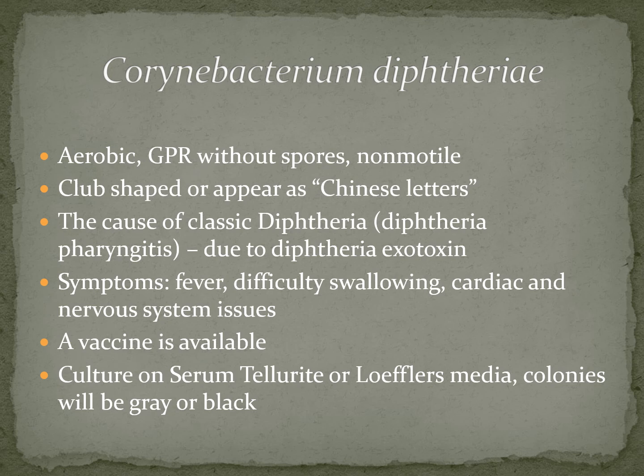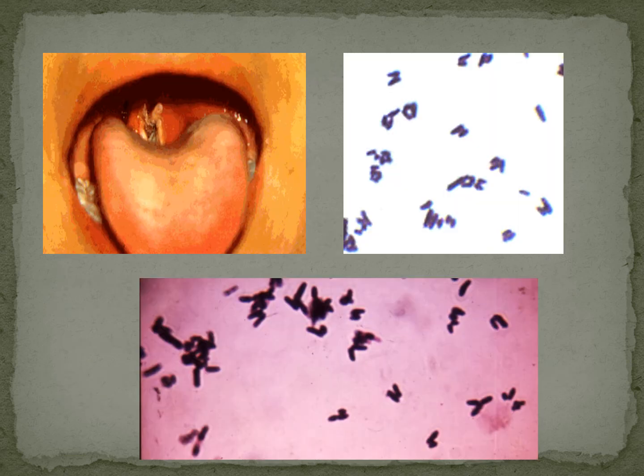There is a vaccine available for the diphtheria toxin, and you can culture this bug on serum tellurite or Loeffler's media, and the colonies will be gray or black. In this slide, we can see the Chinese letters or picket fences. That is the arrangement of Corynebacterium or the diphtheroids. You can see they're gram-positive rods that look like Chinese letters. The image on the upper left is an example of someone that has diphtheria in their throat, and you can see that their airway is close to being closed completely.